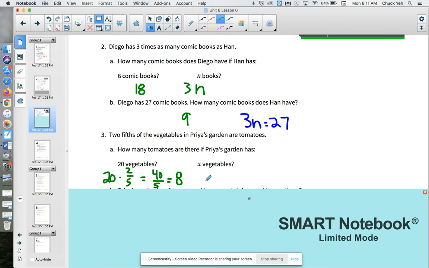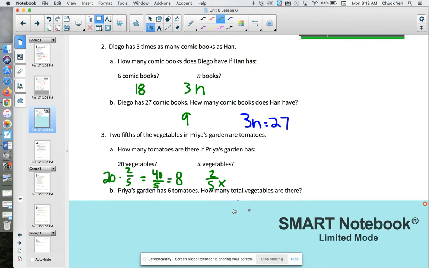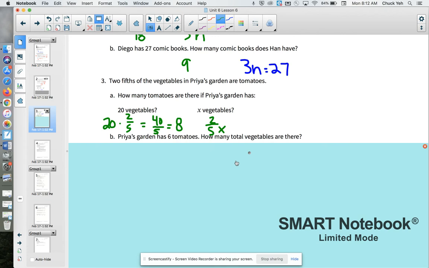How about X vegetables? So it would be 2/5, what? X, right? 2/5 times X. If Priya's garden has 6 tomatoes, how many total vegetables are there?